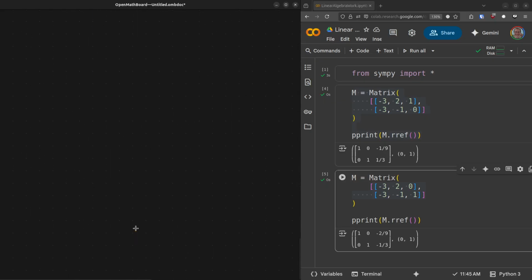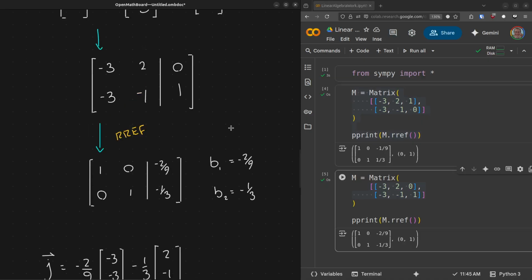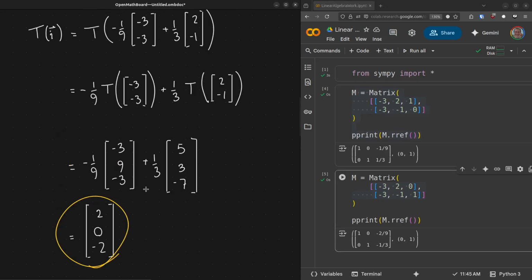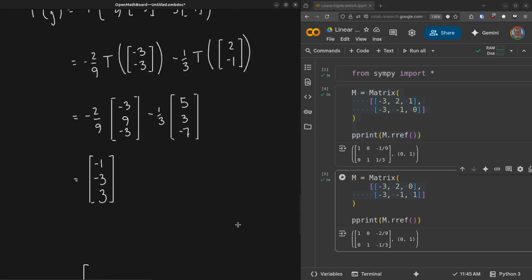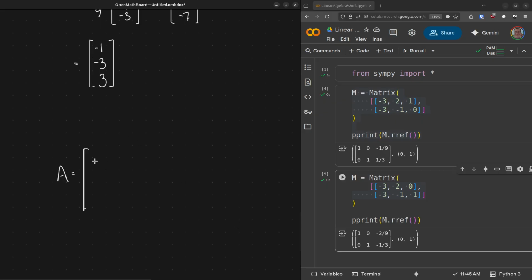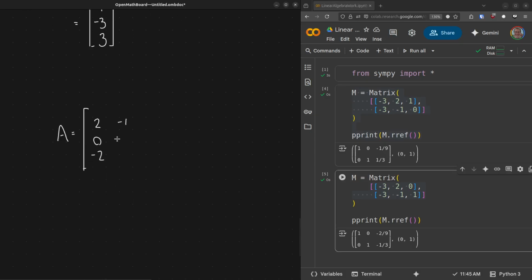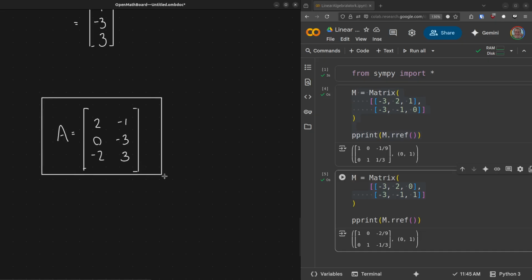So matrix A is going to be, let's see, the first column is the transformation on I, which was 2, 0, negative 2. That was the transformation on my first vector in the standard basis I. So the first column of A is 2, 0, negative 2. And the second column in A is the transformation on vector j, which is negative 1, negative 3, 3. And that's my answer.